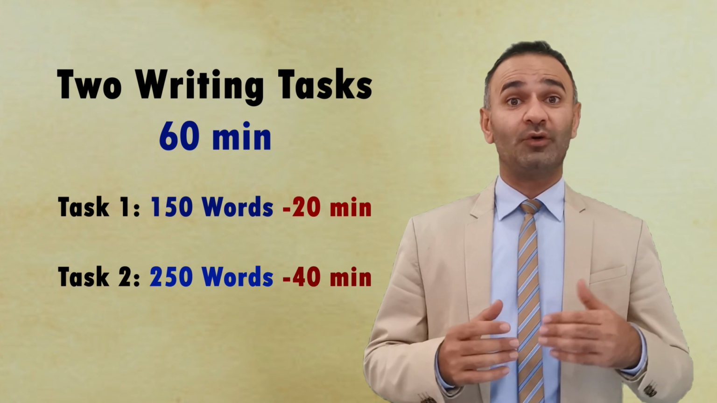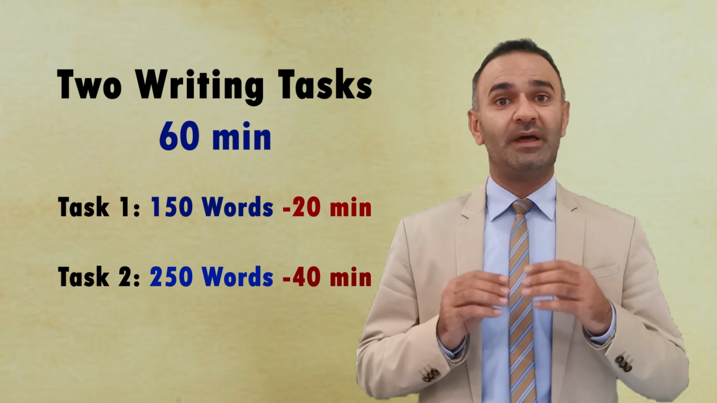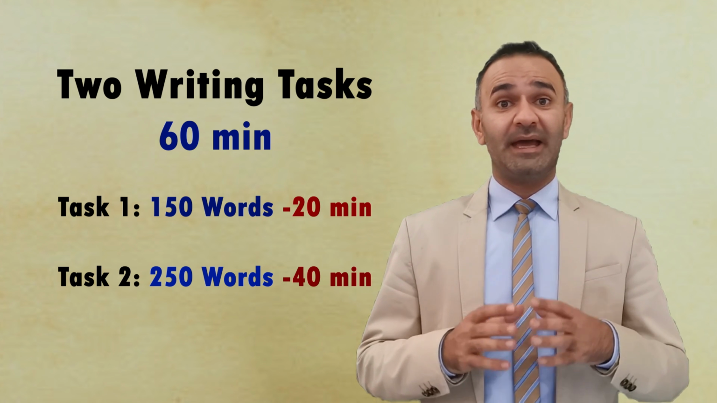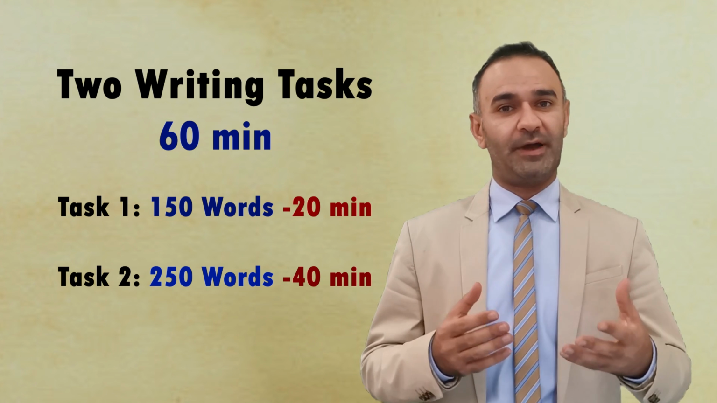In task 2, you will be asked to write an essay in response to a point of view, argument, or problem. Here you must write at least 250 words in no more than 40 minutes. Let's move on to talk about what you're marked on or assessed in the IELTS writing test. You will be assessed based on the 4 grading criteria.